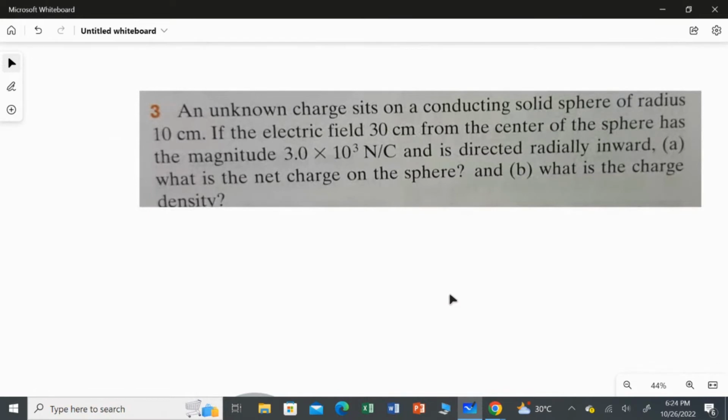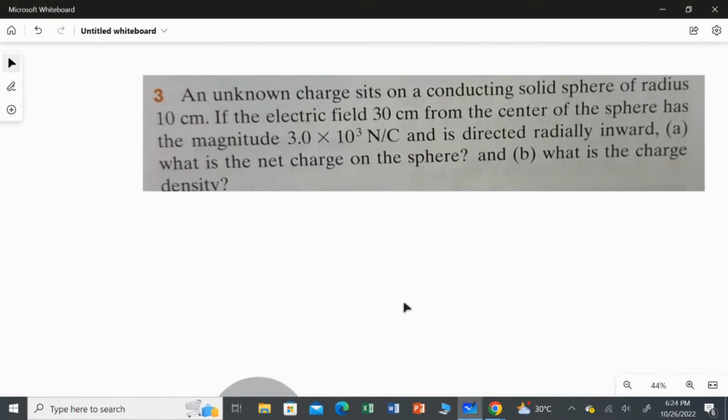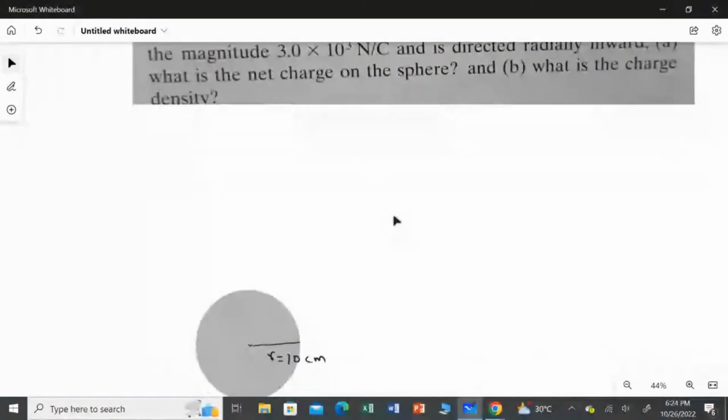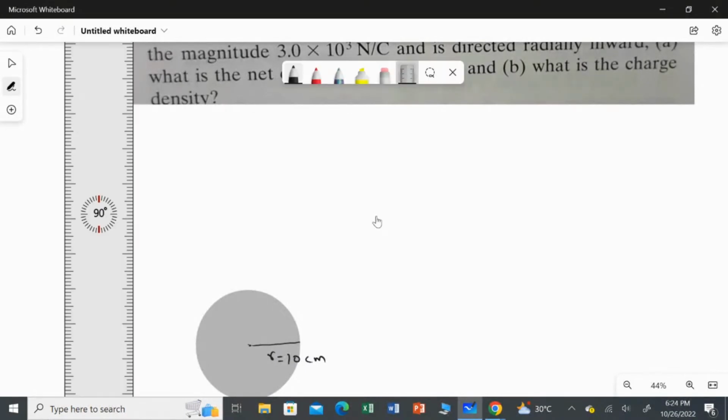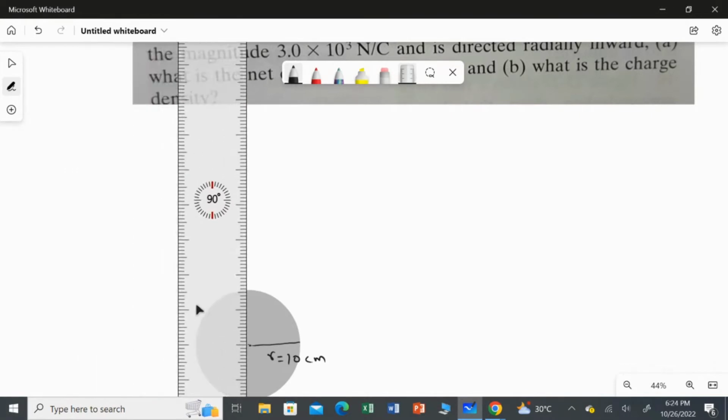If the electrical field 30 centimeter from the center of the sphere has a magnitude of 3 multiplied by 10 to the power of 3 Newton per coulomb, that means from the center of the sphere to a distance of 30 centimeter, you have a field strength of 3 multiplied by 10 to the power of 3. I'm going to use the ruler. From the center to a distance, we take this as our distance.